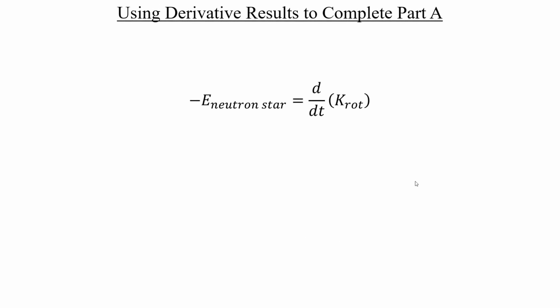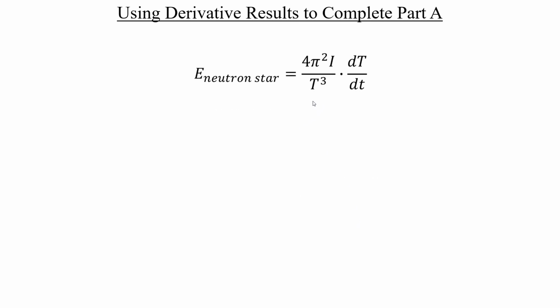I said before that we were going to set that derivative equal to the energy that's lost by the neutron star. And since the energy is being lost, we can represent that mathematically by putting a negative sign on this energy term on the left-hand side. And since we know the derivative, let's go ahead and plug that in next and check this out. We have a negative sign on the left, negative sign on the right. They both cancel out. And now we can solve for a moment of inertia that's positive, right? It needs to be positive, so this works out really nicely.